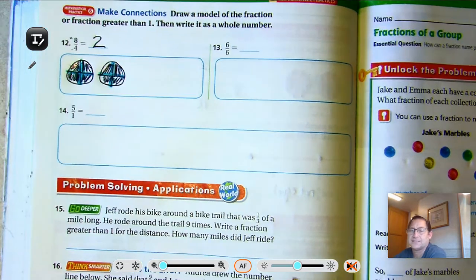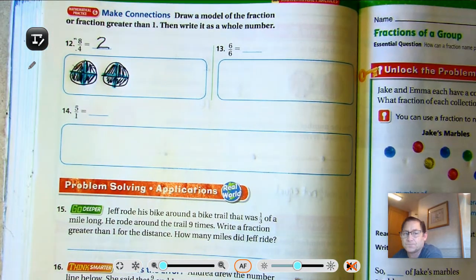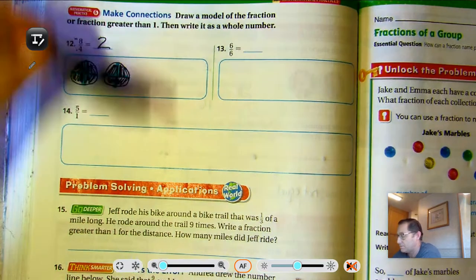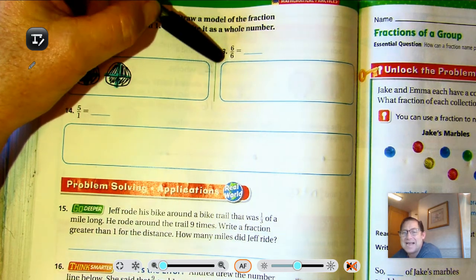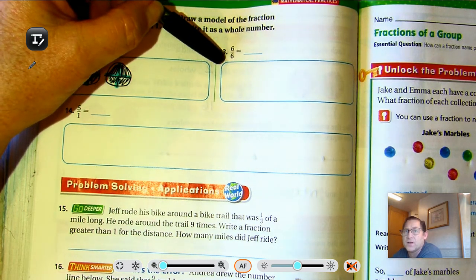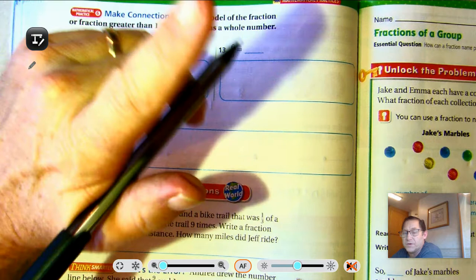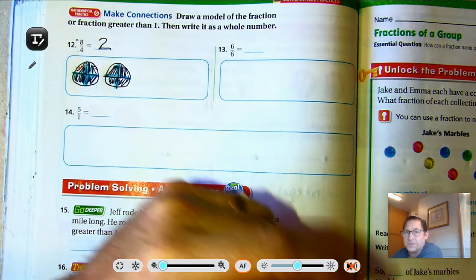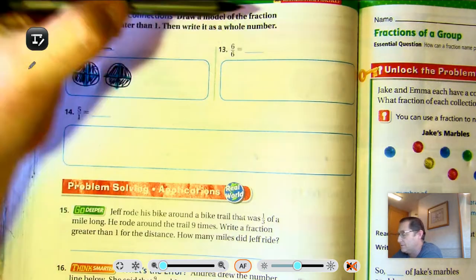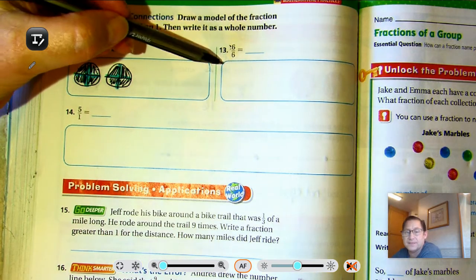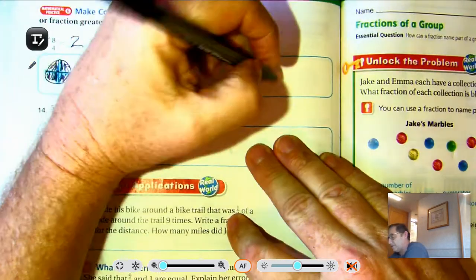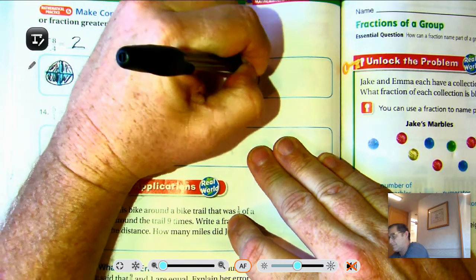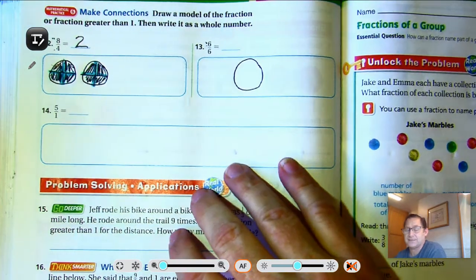Six sixths. Okay, this time the top number, the numerator, is exactly the same as the denominator. So there's only going to be one whole. For it to be more than one whole, the numerator has to be bigger than the denominator. So here I'm going to have one circle, and I'm just going to have 6 sections.